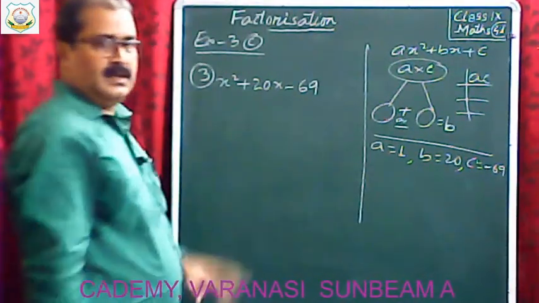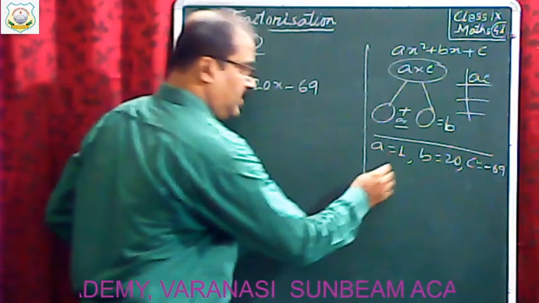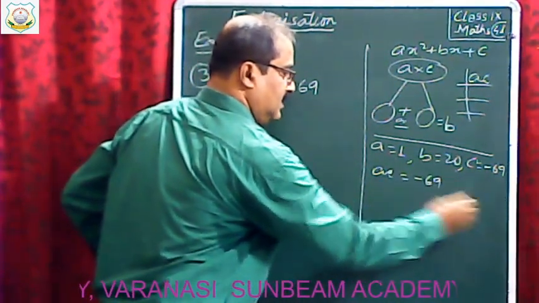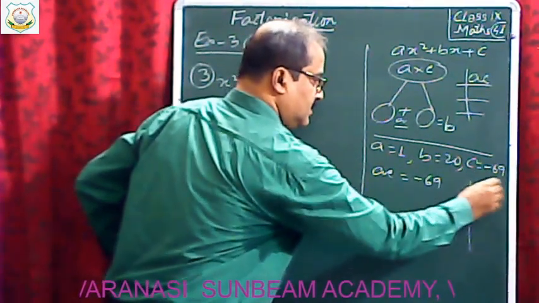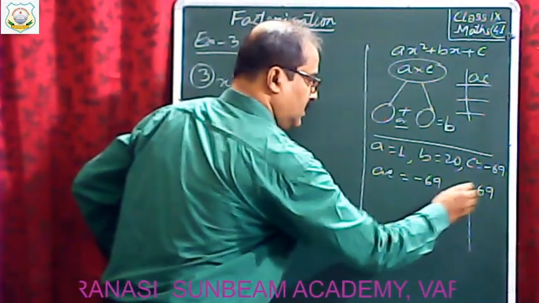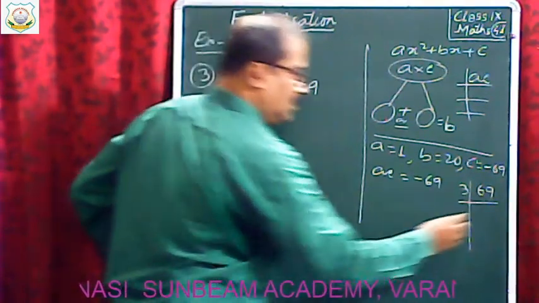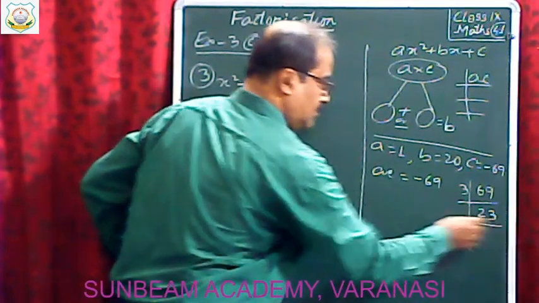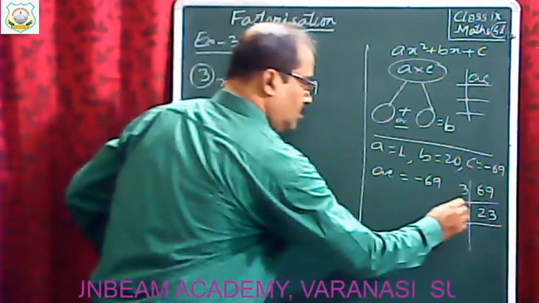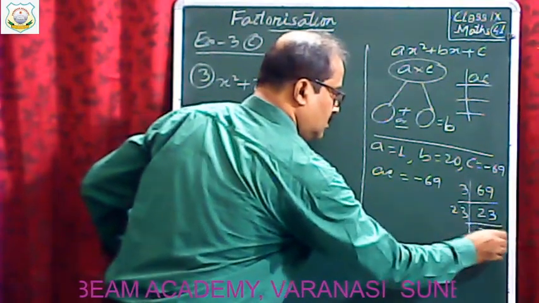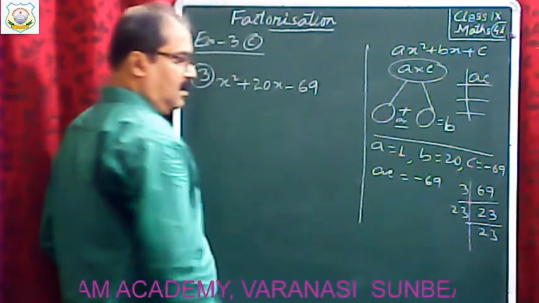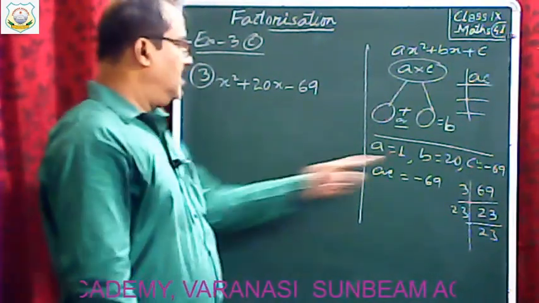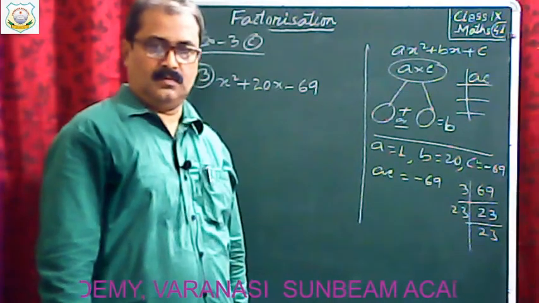So according to the system, you have to find the product of AC. A into c, 1 into minus 69, is minus 69. Thereafter you have to factorize 69. You get only 2 factors, 3 and 23. Now check whether the addition or subtraction of 3 and 23 is 20 or not, isn't it?